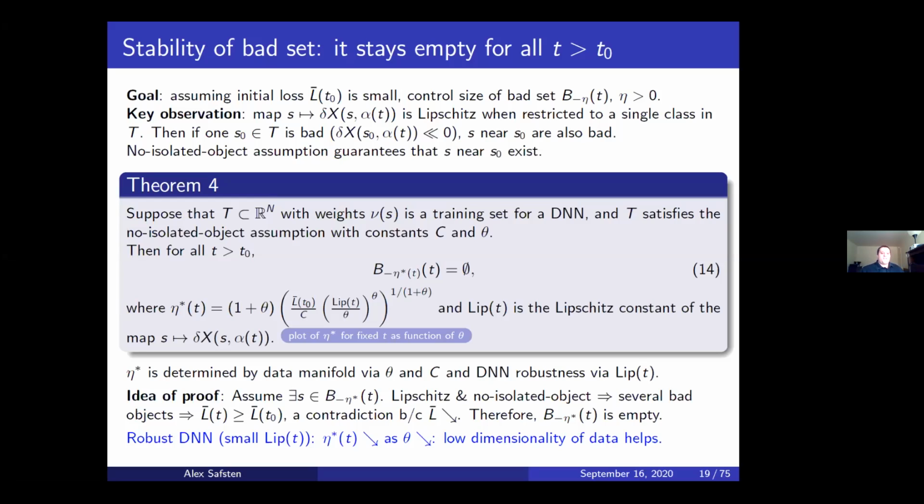We should note that though this function that gives eta star as a function of t and various constants is a complicated one, if we have a robust DNN, that is, if we have a small Lipschitz constant, then eta star decreases with theta, meaning that as theta decreases, eta star decreases. So low dimensionality of the data set turns out to be good for this bad set stability. So this concludes my presentation.